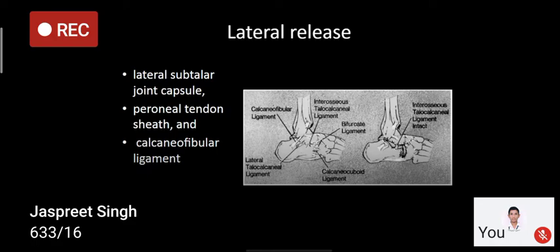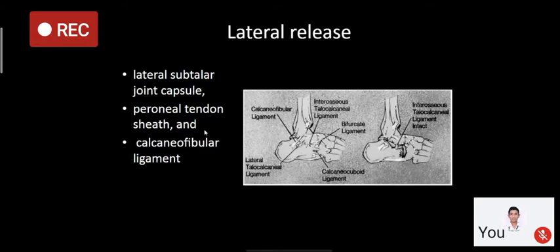In lateral release, the most important is calcaneofibular ligament. Most important is calcaneofibular ligament. Others you don't need to remember. And lateral subtalar joint capsule. Subtalar, completely, calcaneofibular and lateral subtalar joint.